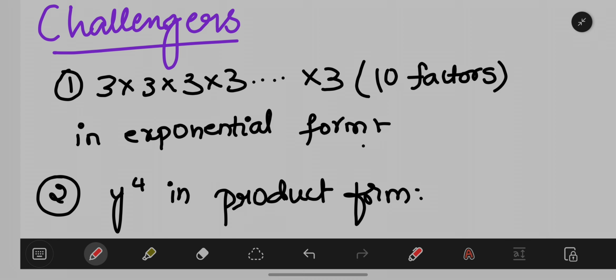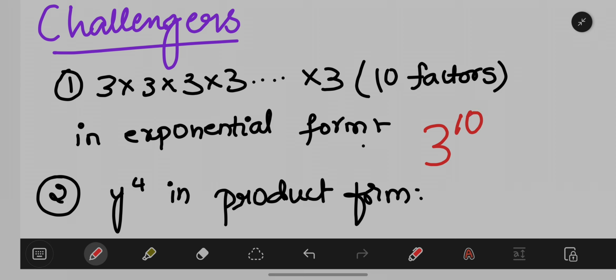in exponential form. See, 3 is multiplied 10 times. That is what is given in the question. So how do you write? What number is multiplied first? 3 is multiplied. So write that as the base. How many times it is multiplied? 10 times. That is the index. That is the exponent. So 3 power 10 is the answer.